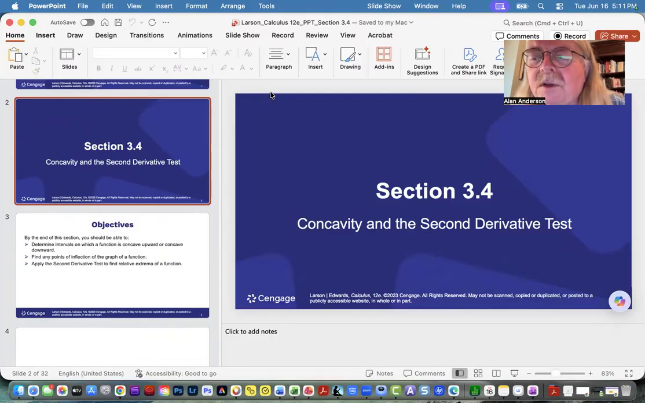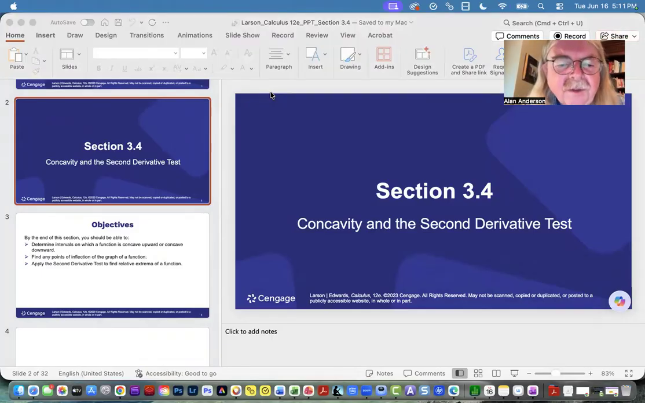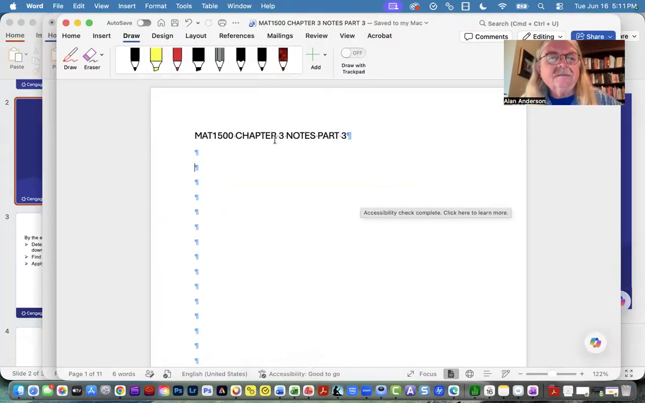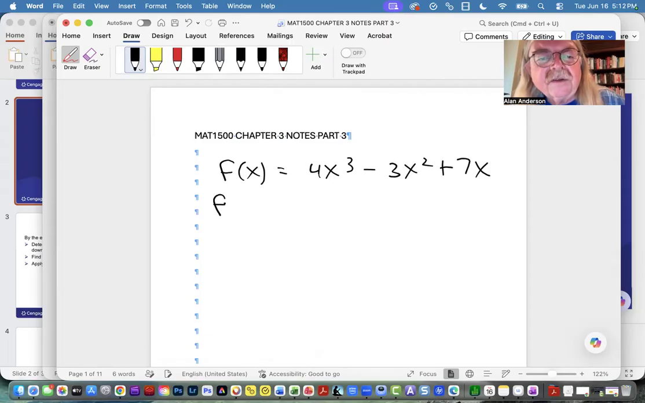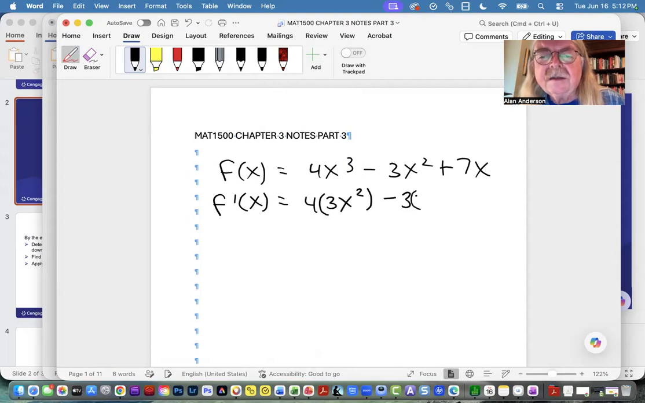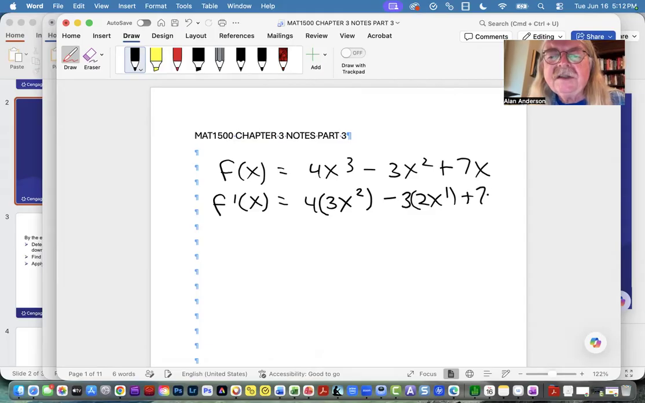Okay, we haven't seen a whole lot of that up to this point, but let me just quickly remind you, at least as far as the notation goes, if you have a function, let's say we'll do something simple, 4x cubed minus 3x squared plus 7x, the first derivative, of course, would be applying the power rule to each of these terms. 4 times 3x squared minus 3 times 2x to the first plus 7x to the 0 power, which is 12x squared minus 6x plus 7.